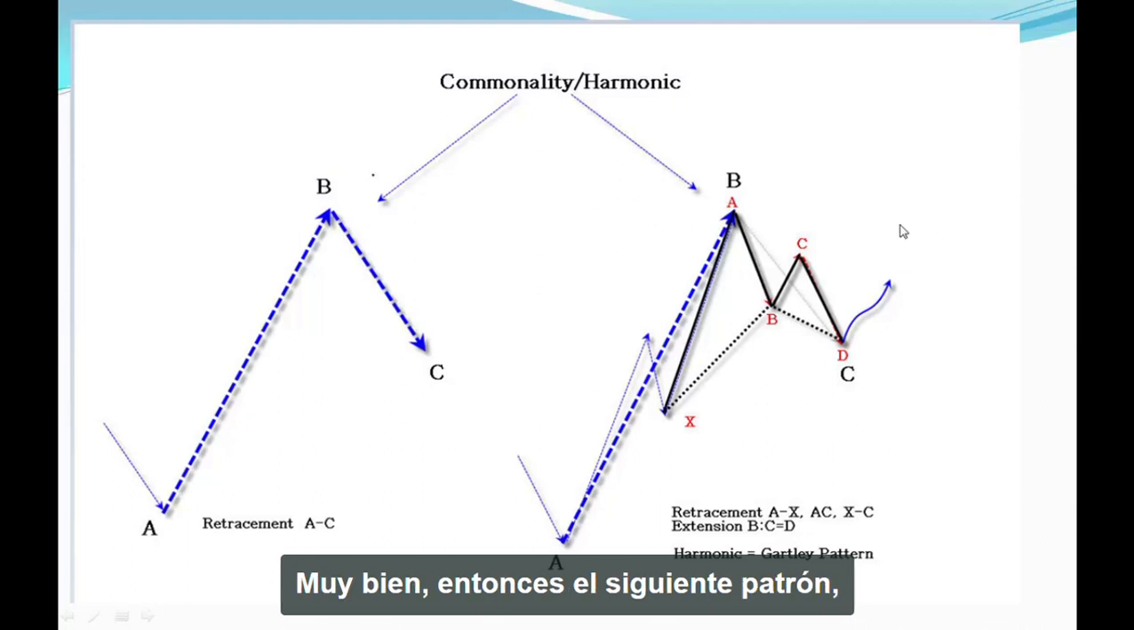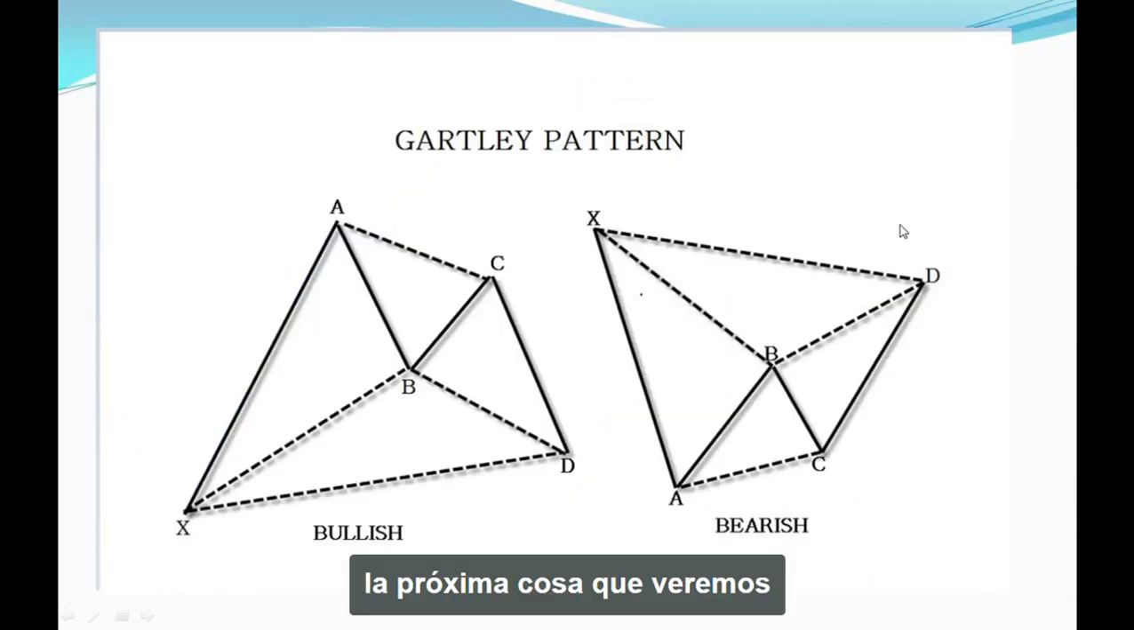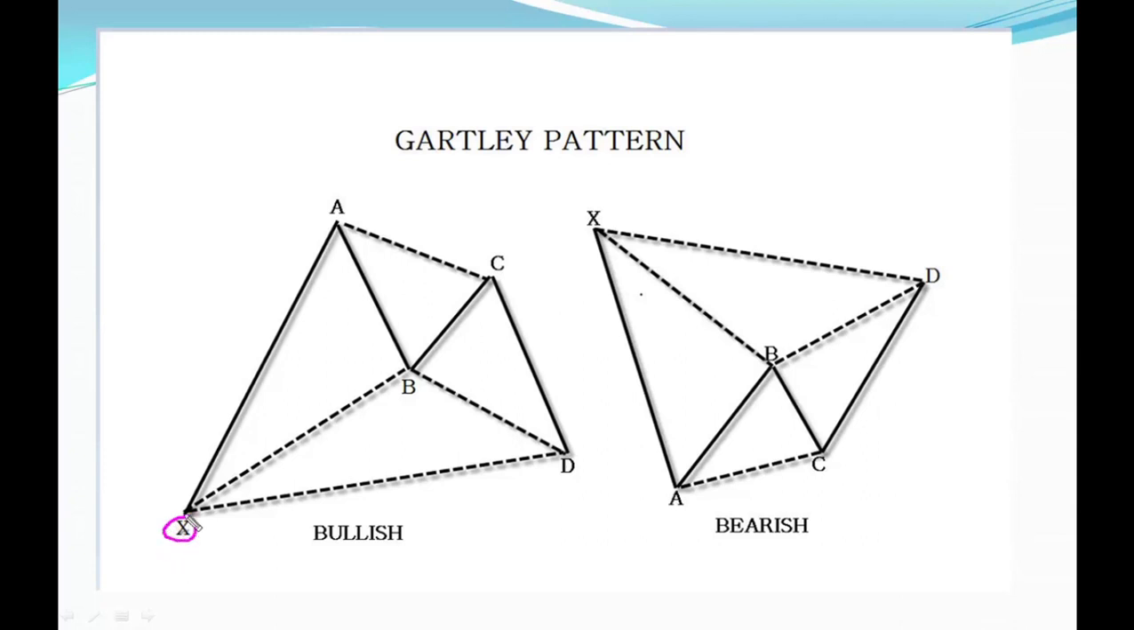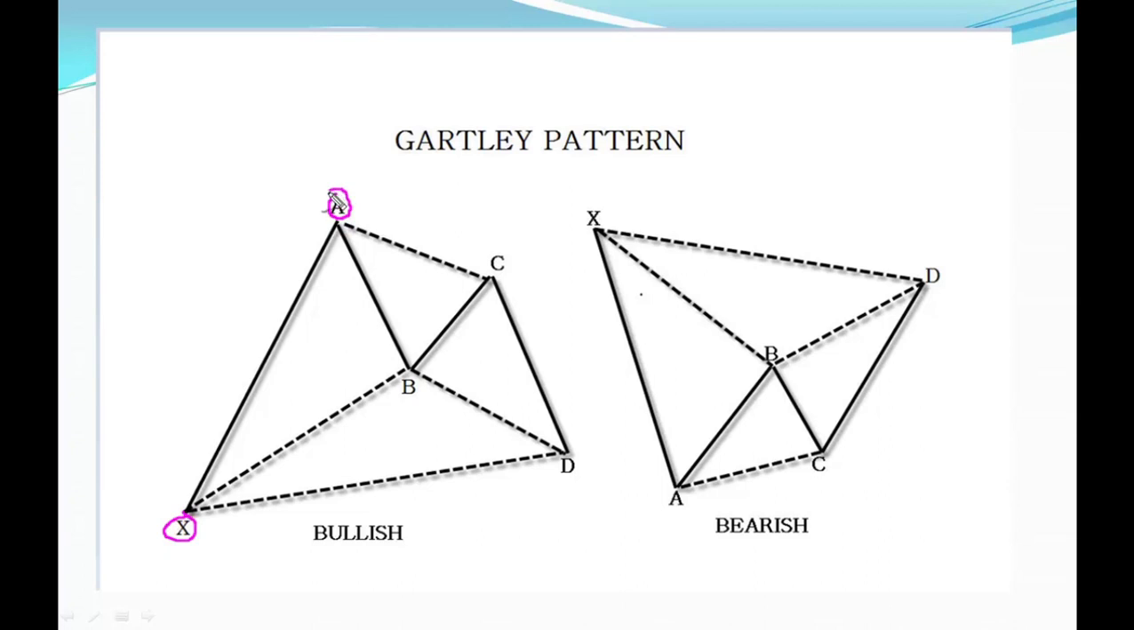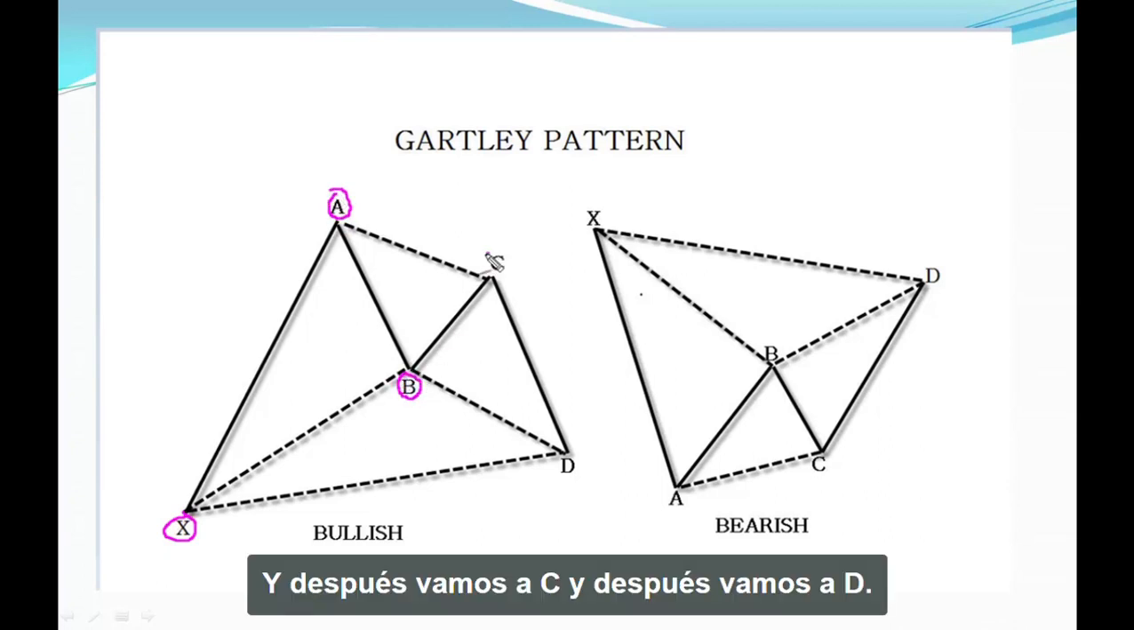All right, so next pattern. The next thing we'll look at is the Gartley pattern and what it's supposed to look like. So everything starts with an X, then we go to A, then we go to B, and then we go to C, and then we go to D.